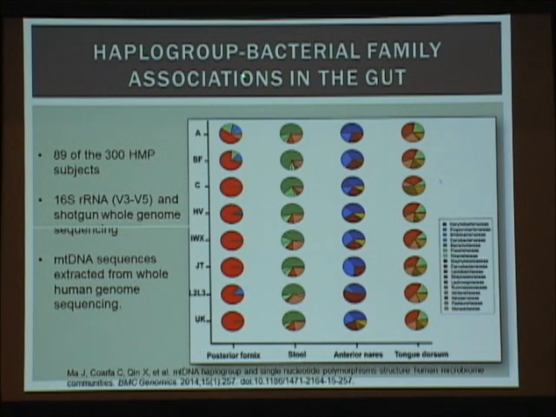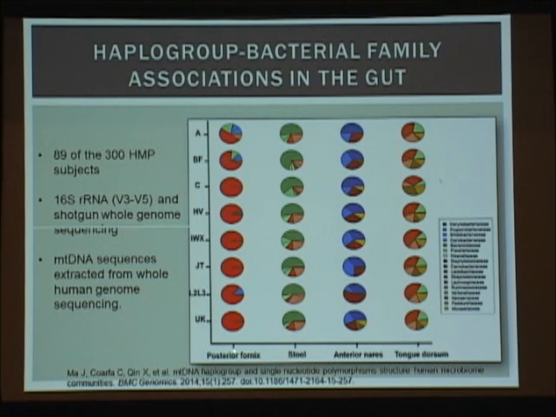Here's a haplogroup and bacterial family association study. These subjects were taken from the Human Microbiome Project, so healthy individuals, all on American diets. Nobody in this had vegetarian or unusual diets. They took 89 subjects and subgrouped them because they needed multiple data sets available. In this case, they used mitochondrial DNA sequences for the haplogrouping.